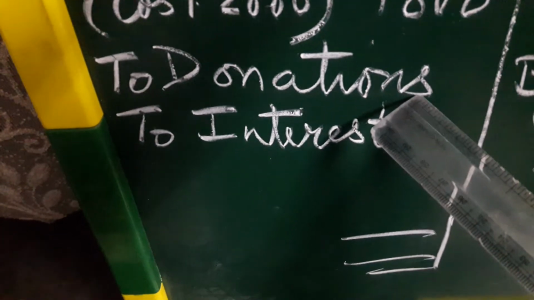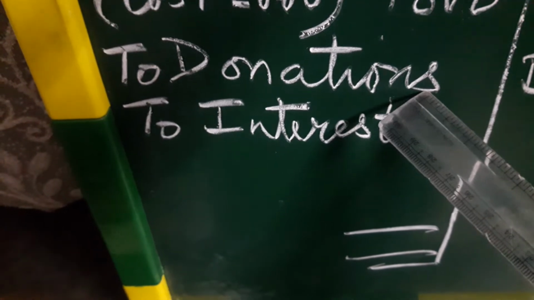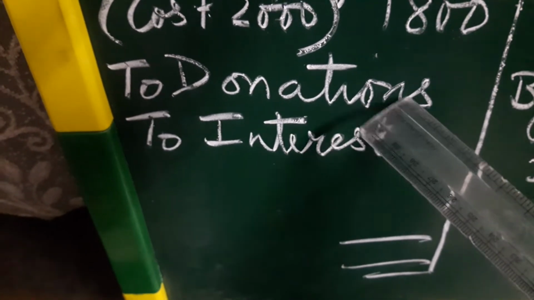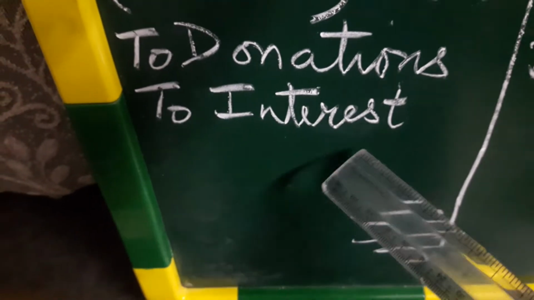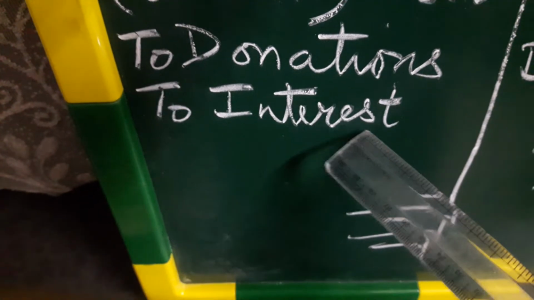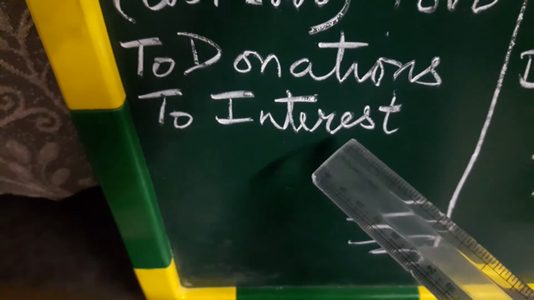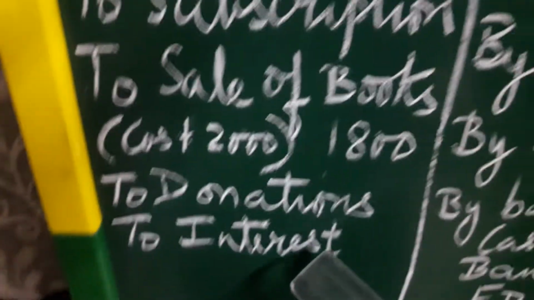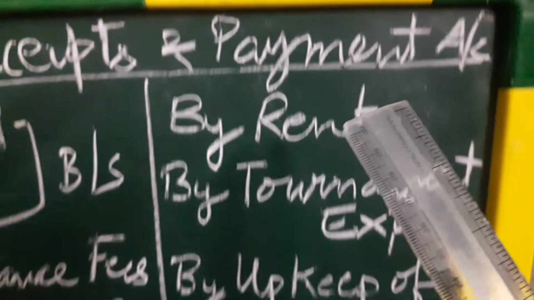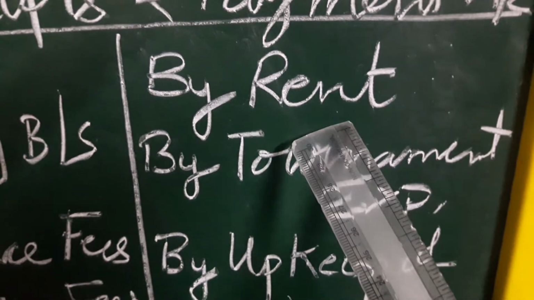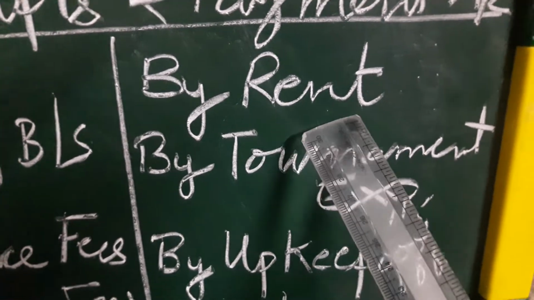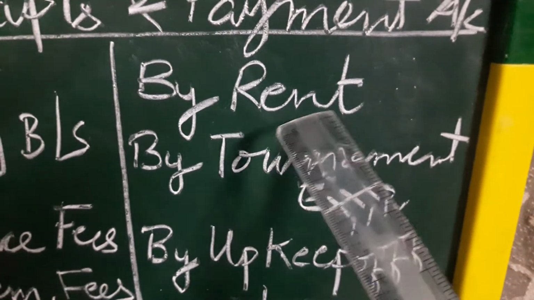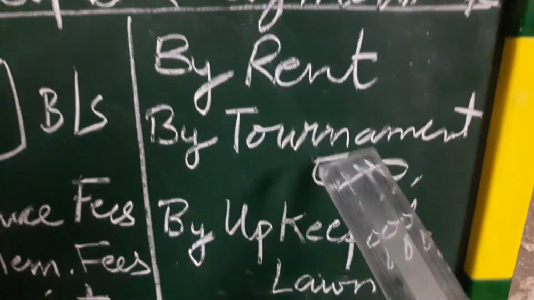Next, donations. Is it a special donation? No. So it will be shown in the income and expenditure. And interest, it is a sweet, simple income. It will go in the income and expenditure account. Now we go to the payment side. Payment side, we begin with rent. Is it an expense? Yes. So it will be shown in the income and expenditure account.